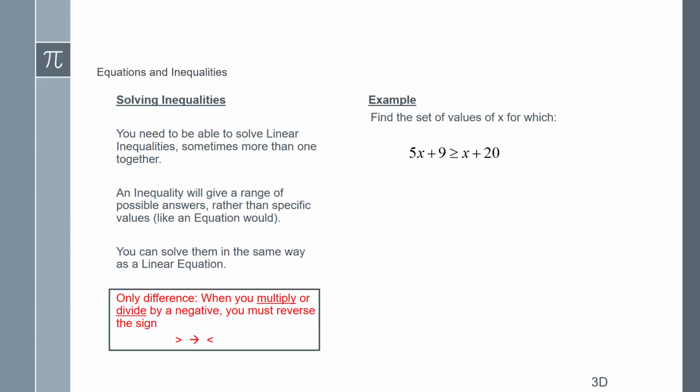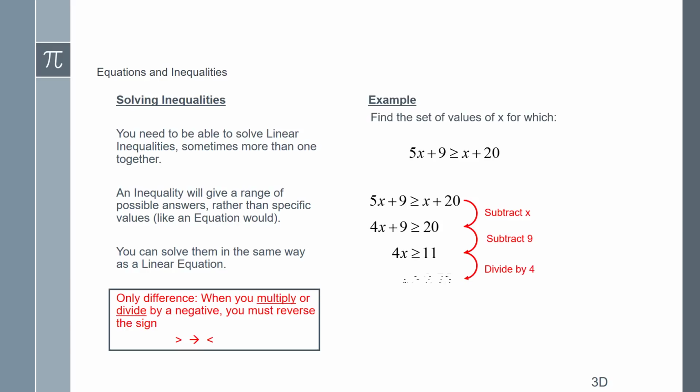5x plus 9 is bigger than or equal to x plus 20. So take the x away. 4x plus 9 is bigger than or equal to 20. Subtract the 9. 4x is bigger than or equal to 11. And then divide by 4. x is bigger than or equal to 2.75.